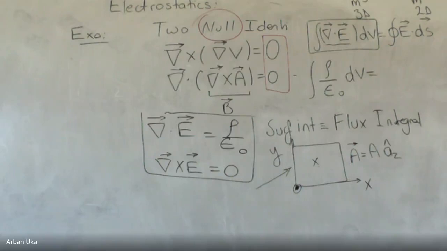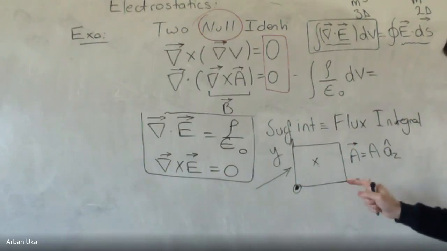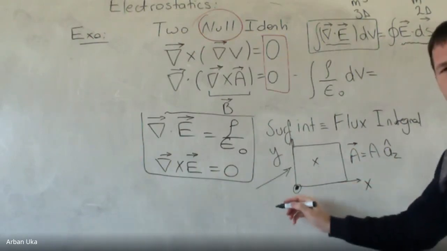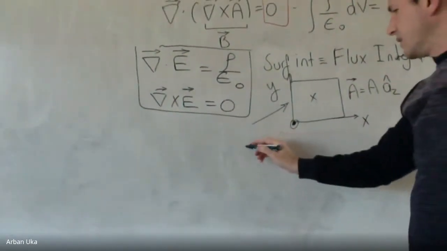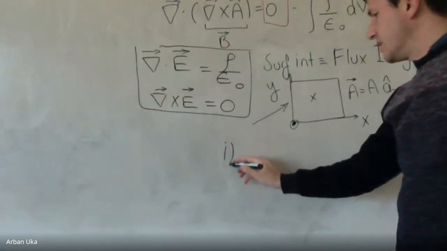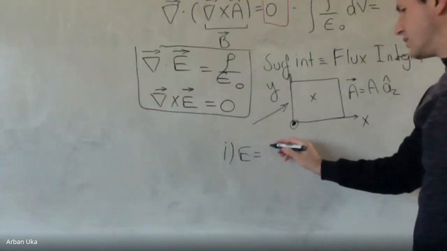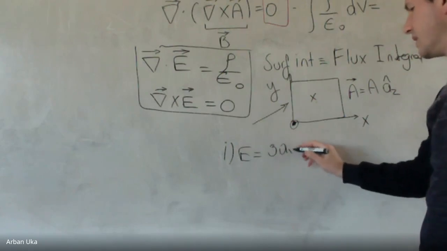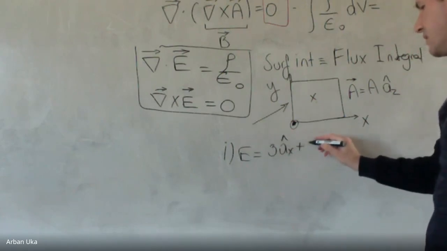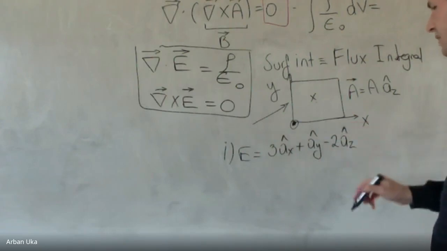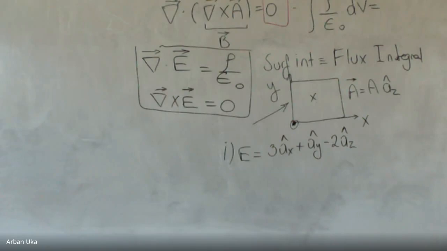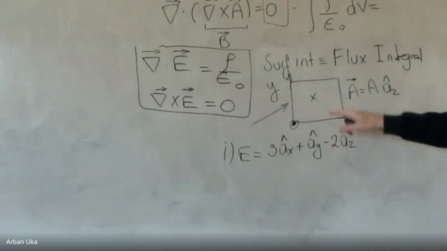So in this case, the flux, which is this integral here, if the electric field, if the field of interest is, let me get some more space. So if the field, let's say the first case, if E is equal to 3ax plus ay minus 2az, okay? So let's assume that we have such an electric field, and the question is, let's find what is the flux of this electric field over this area.